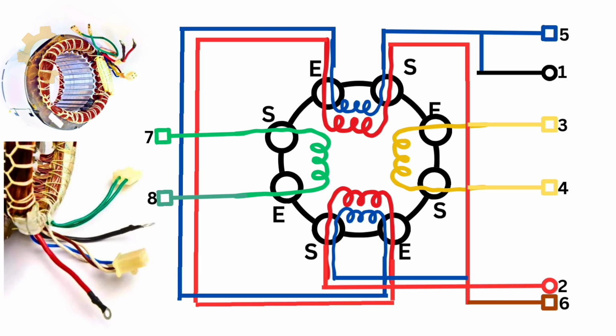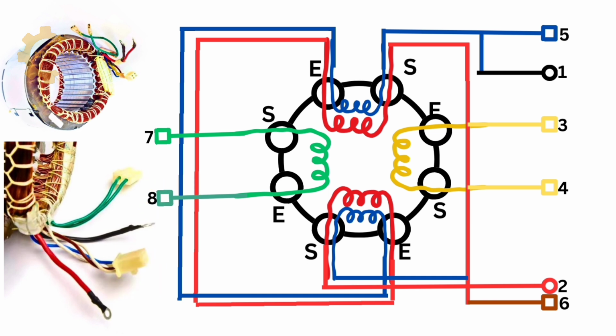Okay guys, we have the 8 wires complete. Wires 1 and 2 are the AC 220 to 240 volts terminals. All right. In the stator, we can see the red and black wires with ring connector. These are the AC output wires.